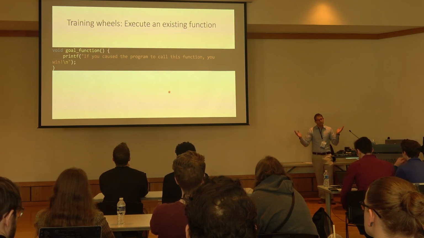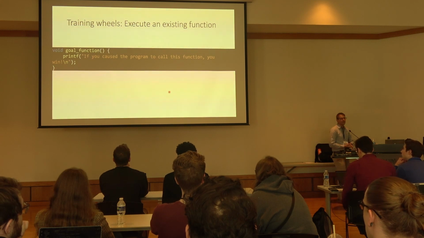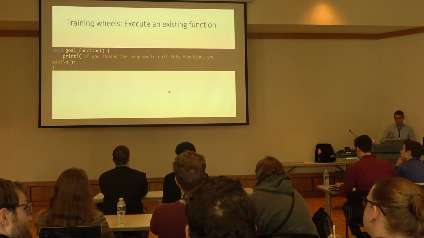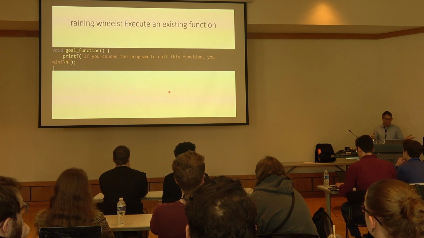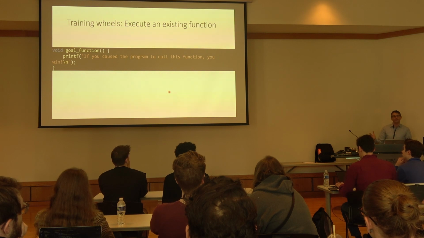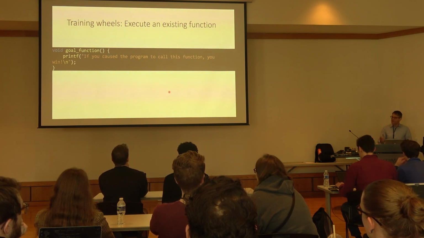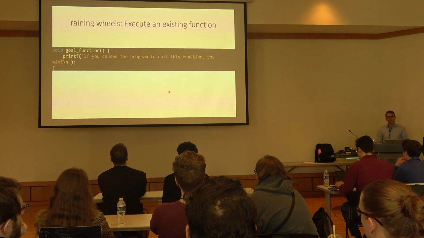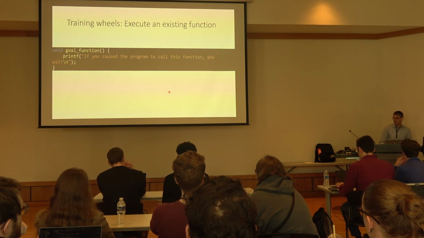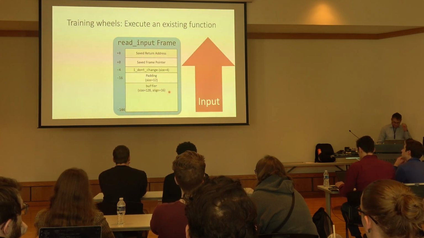And all it does is print a message to the screen, basically telling us that we called it. We haven't seen this message, and the reason is that this code is in the program, but we never called it. So under any normal circumstance, we should never see this function execute. What we're going to try to do is find an input to the program that's going to make it call this function. So that's our first goal.